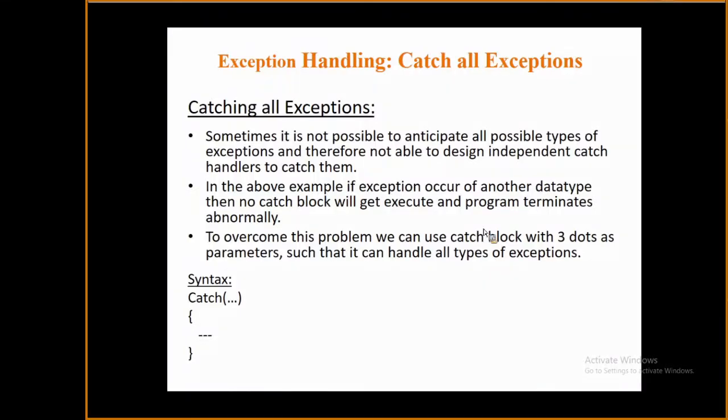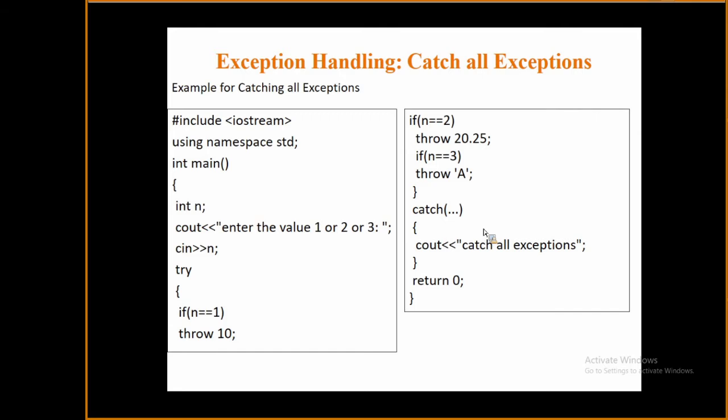Okay. So catching all exceptions, this is the last topic we have seen yesterday. If the try block has multiple exceptions, let us take, like this, there are 100 exceptions in a try block, and we are not able to write all those catch blocks. So what we will do is write a single catch block with three dots in the parentheses. So this catch can handle all the exceptions, whatever they will be in the try block. Okay, so all this we have seen yesterday, and the program also we have seen.